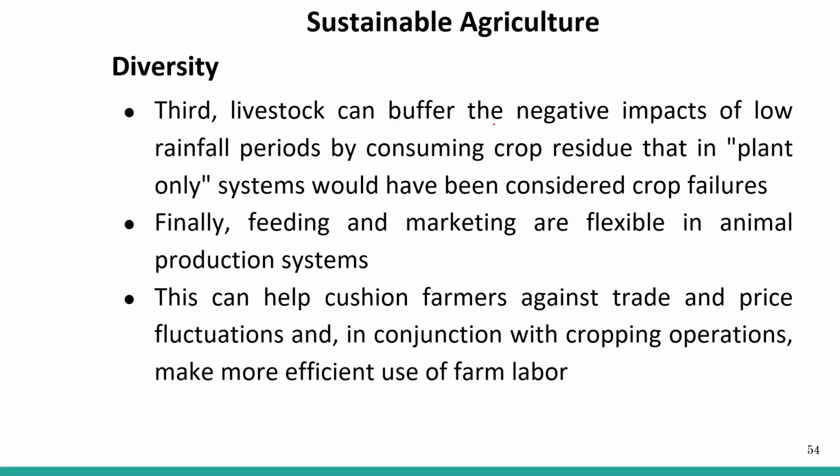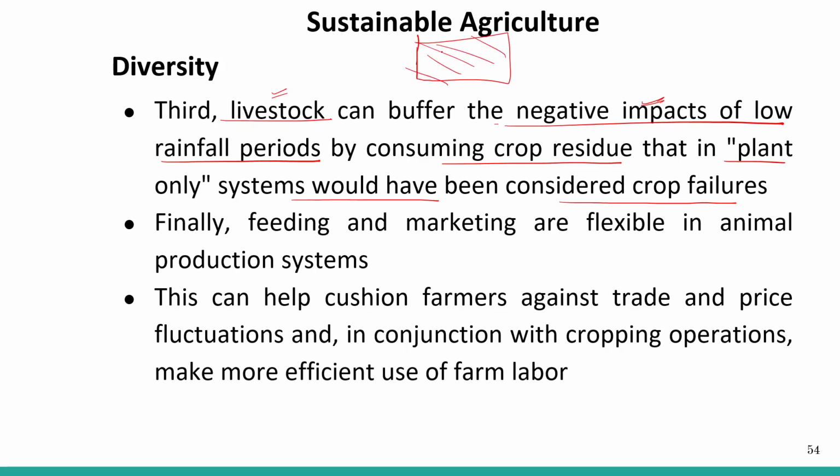Third, the livestock can buffer the negative impacts of low rainfall periods by consuming crop residues that in a plant-only system would have been considered crop failure. So the livestock can buffer the negative impact. Sometimes we farmers have livestock as well as crop growing. Sometimes there is no crop at all because of no rainfall or because disease has spread. So at that particular time, what is going to help their livelihood? The livestock are there. They can sell milk to manage their daily activities.